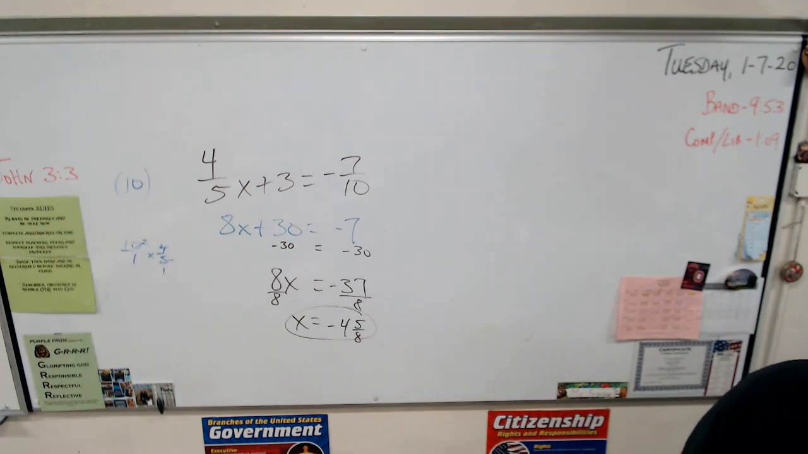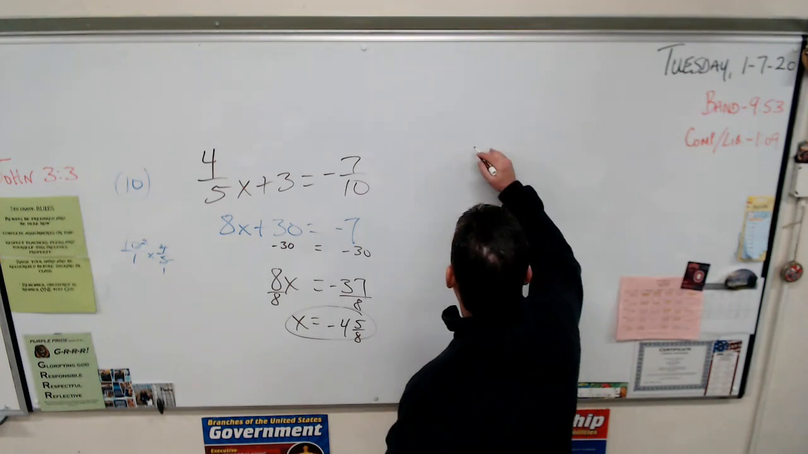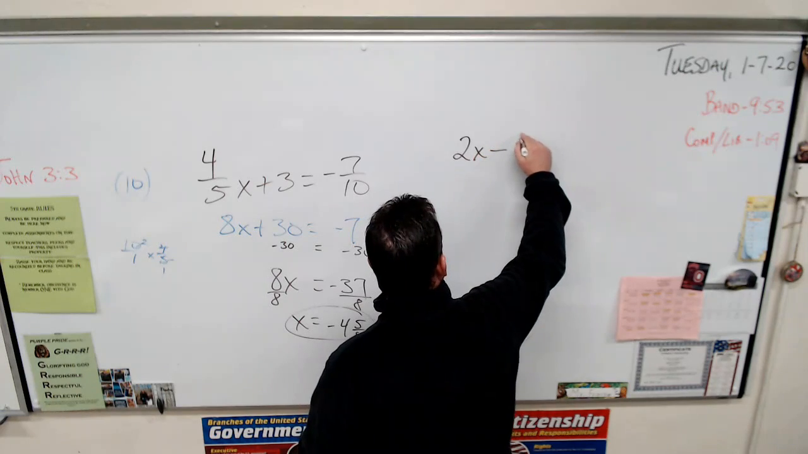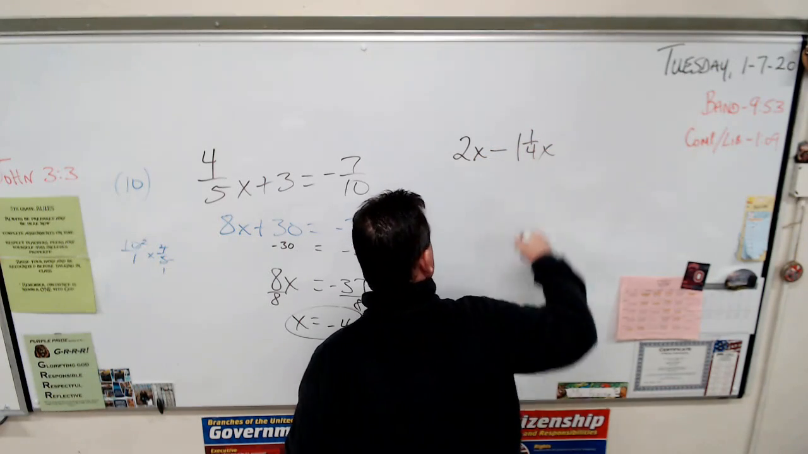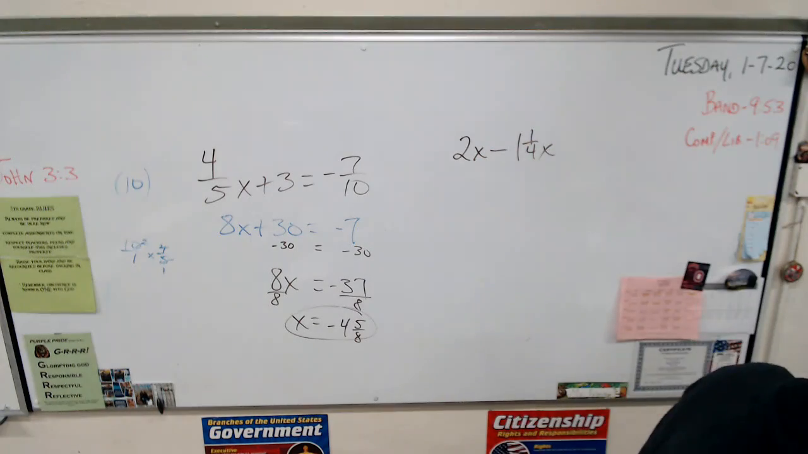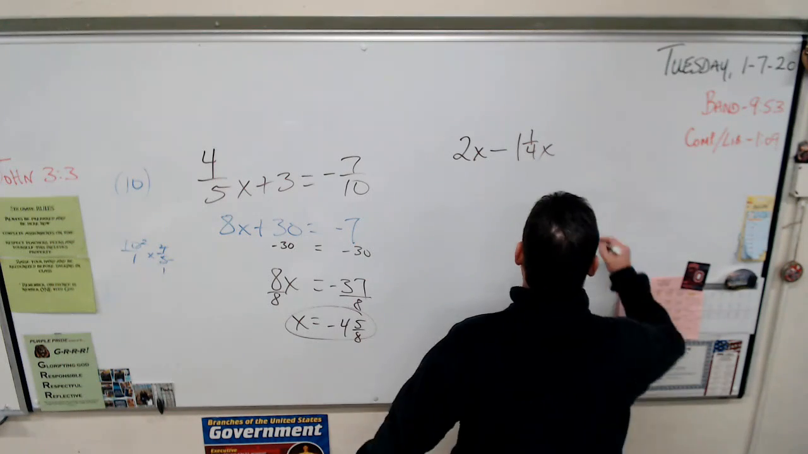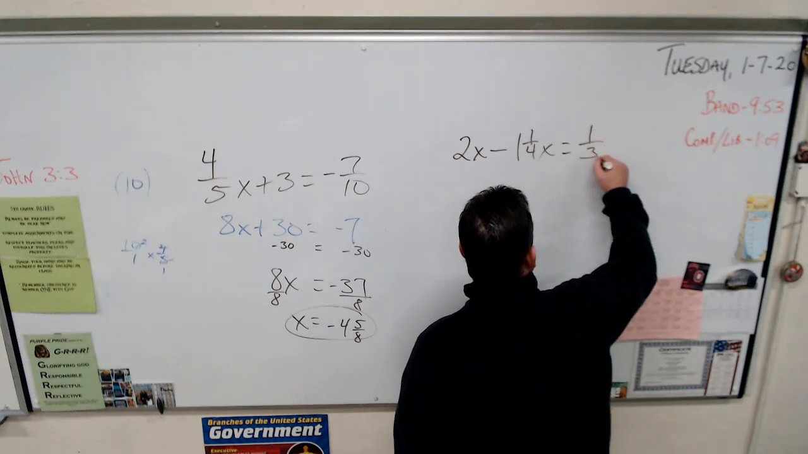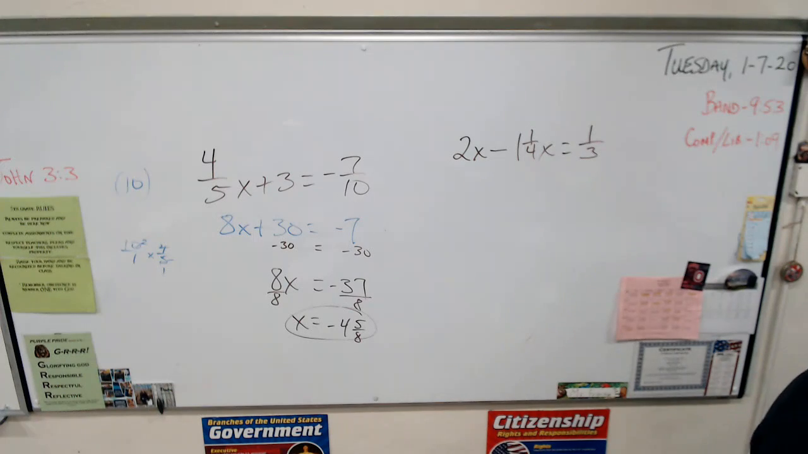Let's try number 6. 2s. I don't like when they use s. You know what? I'm going to write an x. Exactly like 5. Right. 2x minus 1 1/4 x equals 1/3. I'm being defiant. I'm refusing to use the s and have it look like a 5.